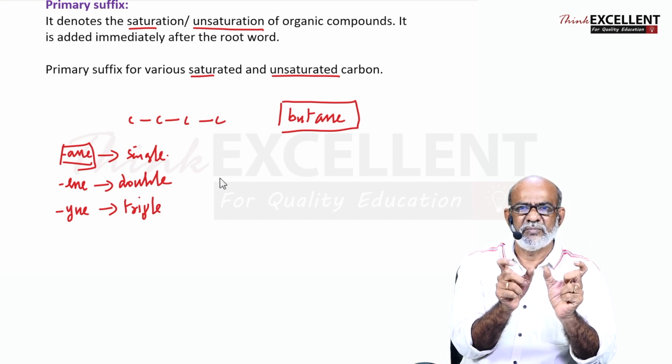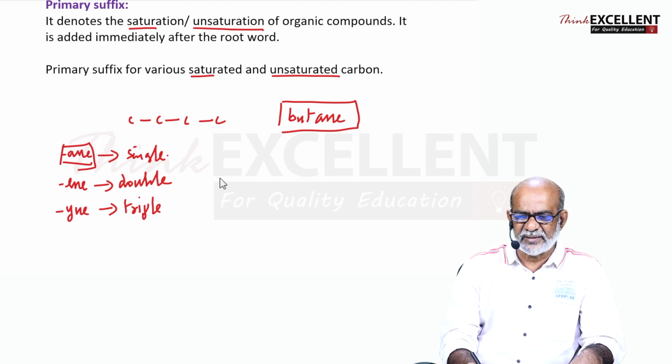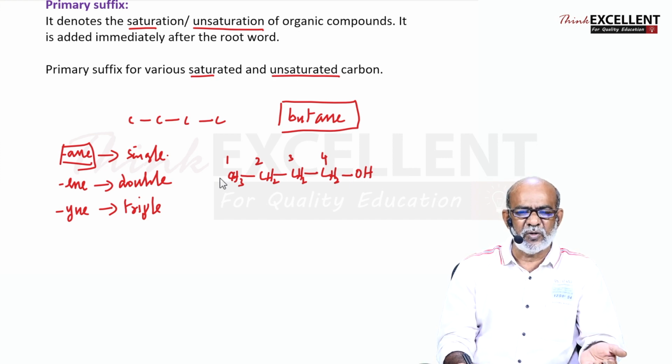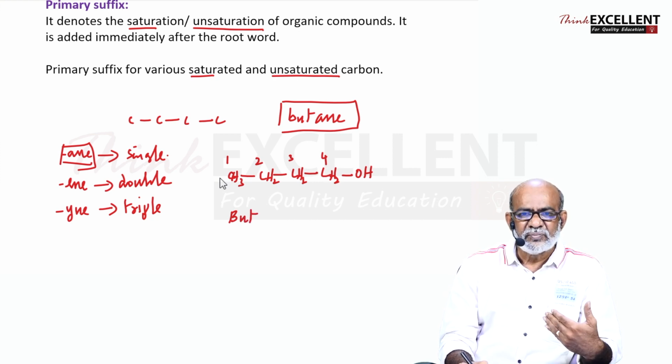Then the next suffix word for single bond is ane, so methane. Now what is the secondary suffix? The functional groups are called secondary suffix. For example, here 4 carbons, CH3, CH2, CH2, CH2, OH. Here first you find the root word by counting: 1, 2, 3, 4. So the root word for 4 carbons is but. First you write but. Next you have to come to the suffix.